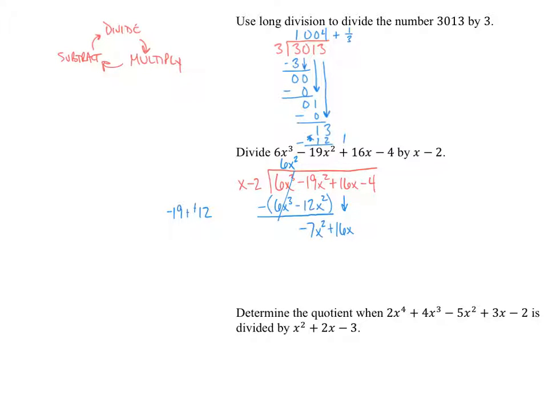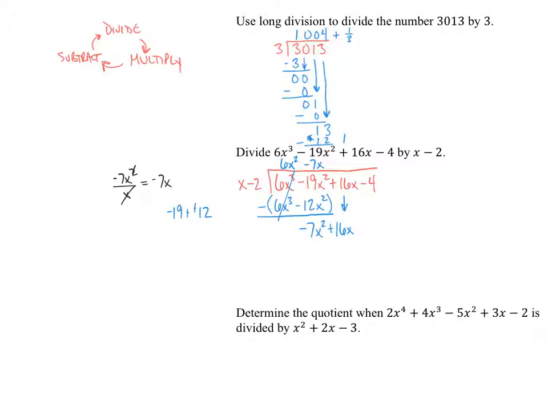And we're going to repeat the process. How many times does x go into negative 7x squared? Goes into negative 7x squared, negative 7x times. And how I know that is, off to the side, I could do negative 7x squared divided by x. That cancels, and we're left with negative 7x, right? So that's how I'm figuring out how many times one thing goes into another thing. I'm just dividing. That's a division step.